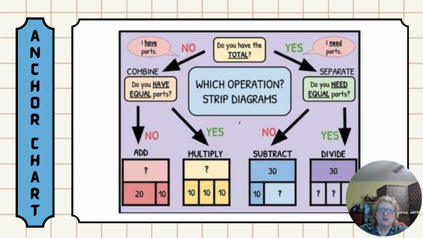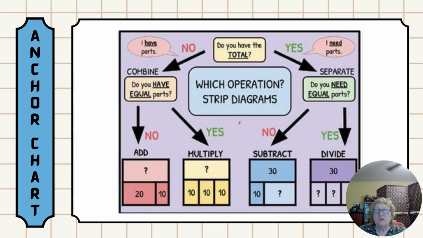This flow chart gives you an overview of how to identify the correct strip diagram based on the operation. When you first look at your math problem, you ask yourself, do you have the total? If you do not have a total, then what you have are parts. You have parts of the total that have been provided in the math problem. So what does that math problem want you to do? It is wanting you to combine those parts to have a total amount of parts.